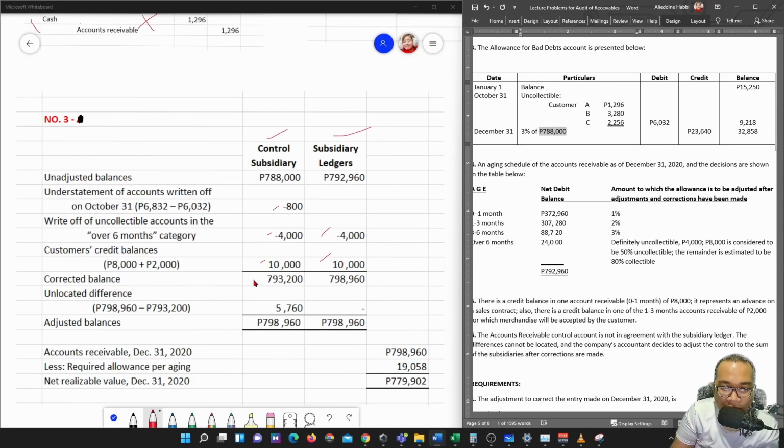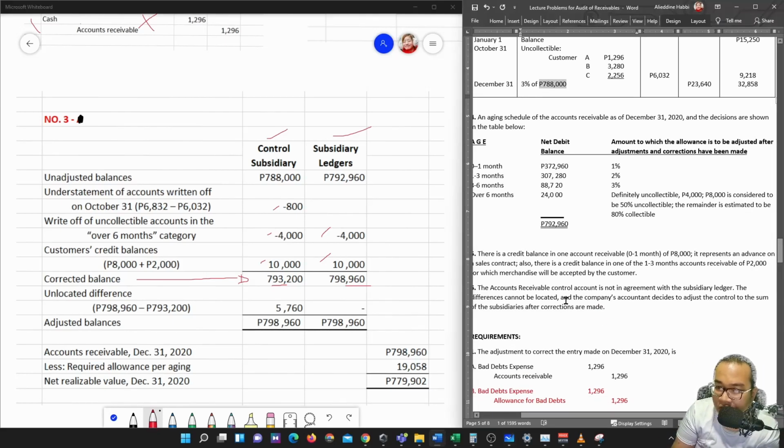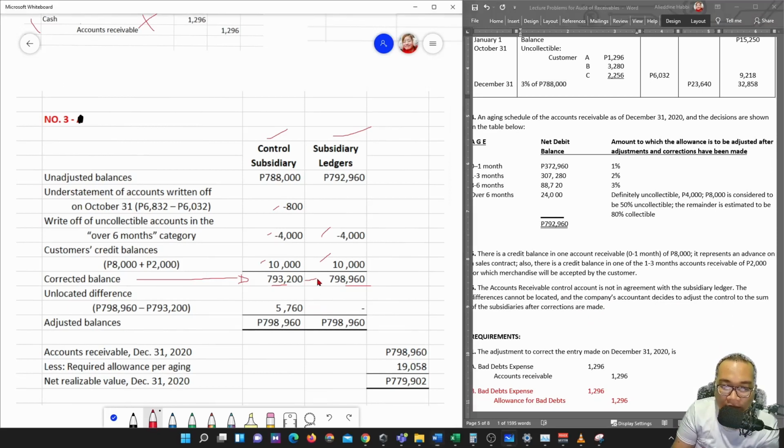So, ito yung corrected balance, di ba? Mayroon pa rin difference sa kanilang dalawa. Wala ka nang mahanap na corrections na pwedeng gawin. So, anong gagawin mo? Ano sabi dito? Nag-decide si accountant na to adjust the control account to the sum of the subsidiaries. So, isi-same na lang ni accountant sa balance ni subsidiary yung balance ni control. In this case, the unallocated differences, parang sumuko na, di ba? Adjust na lang, guys. So, yung adjusted balance, ito na, 798,960, pareho na sila at the end.